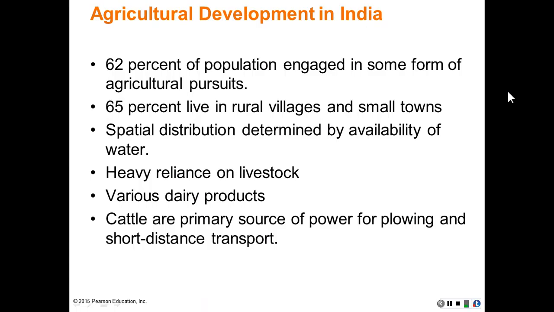Agricultural development in India: 62% of the population is engaged in some form of agricultural pursuits, and 65% of the population live in rural villages and small towns. Spatial distribution of the population and the density of that population is, as we've seen over and over again, determined by the availability of water. There is a heavy reliance on livestock, both for dairy products, milk, yogurt is common, and cattle are the primary source of power for plowing and for short distance transportation.